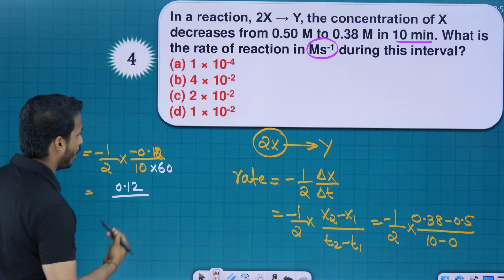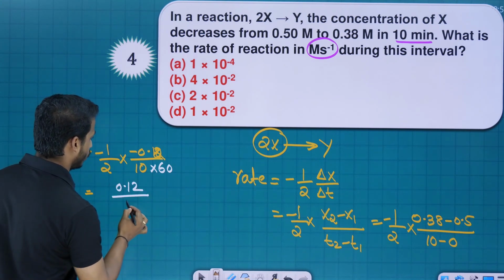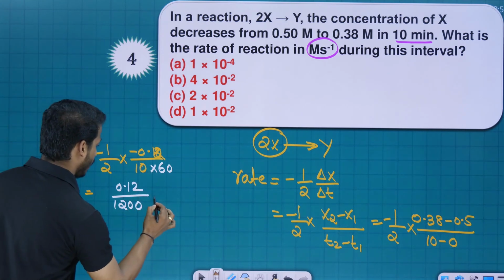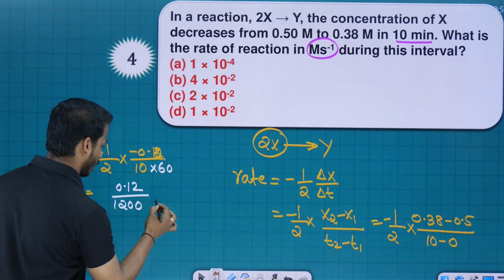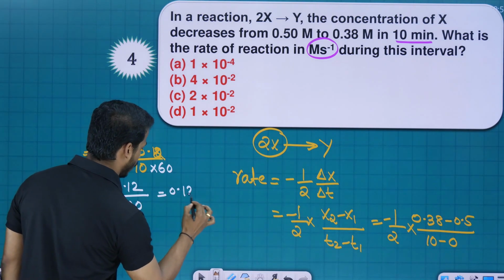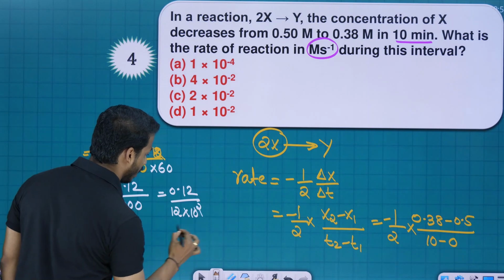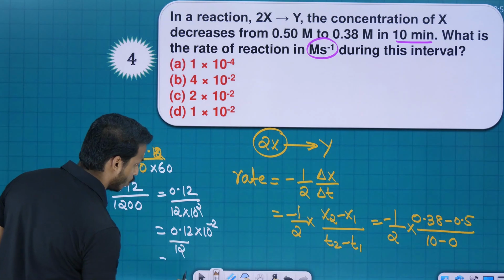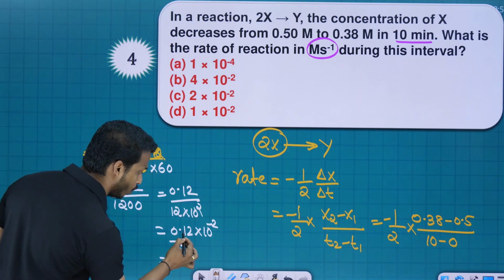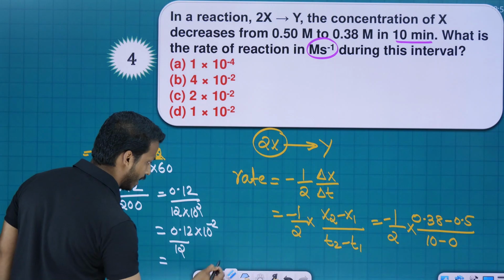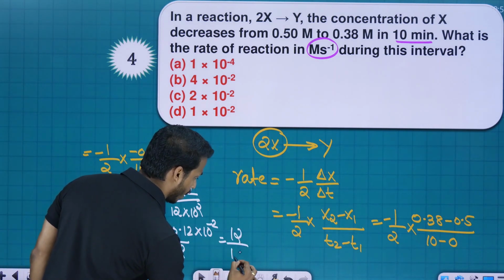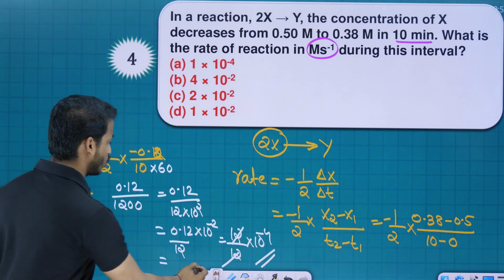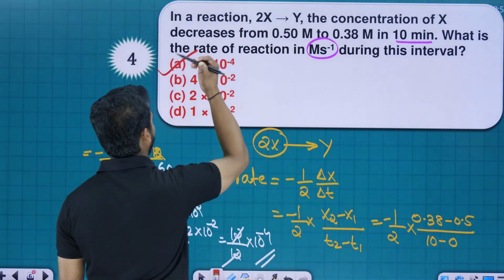So that will be 0.12 divided by 1200, right? I'm taking the 0 into the numerator, so it will be 0.12 divided by 12 into 10 squared. So that is 0.12 into 10 raised to minus 2 divided by 12. So 0.12, how can we write it? 12, right? So we can take it as 12 divided by 12 into 10 raised to minus 4. That's equal to 1 into 10 raised to minus 4. Where is that? Option A.